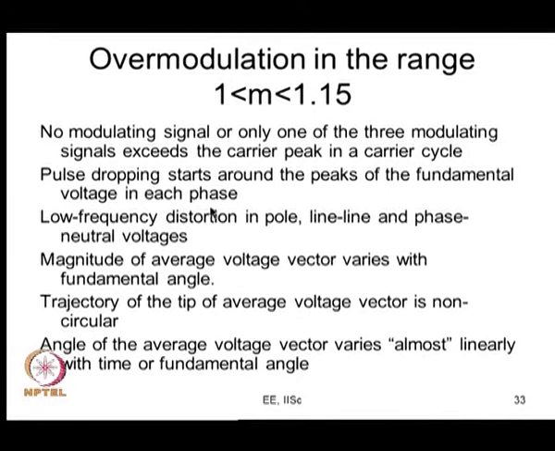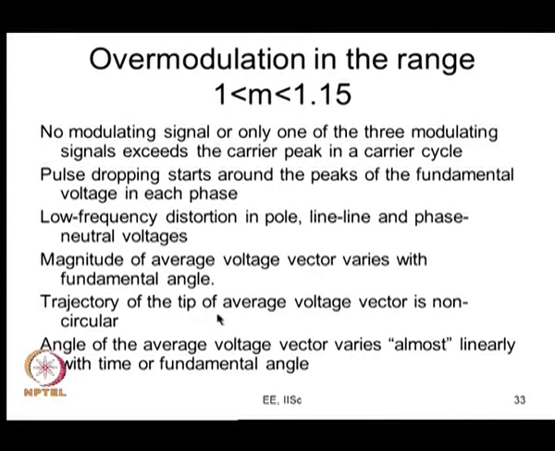Now, because of this, the VRO average is a peak clipped sinusoid, and therefore, there is some distortion here in the average pole voltage, and the same distortions, but for the triplet frequency components, are carried over into the line to line components and into the phase neutral components. Because of this, the magnitude of the average voltage vector varies with fundamental angle, it is no longer constant, it varies. Then the trajectory of the tip of the average voltage vector is non-circular. If the magnitude had been constant, then its trajectory would be circular.